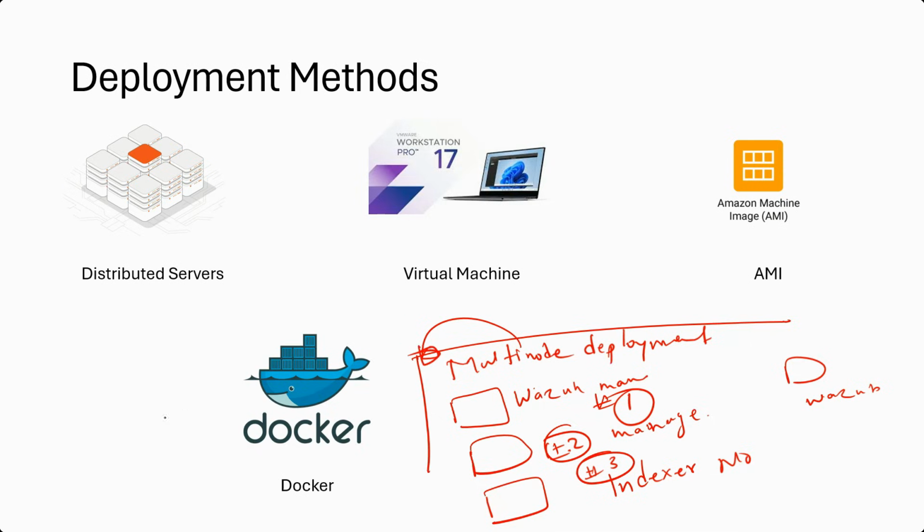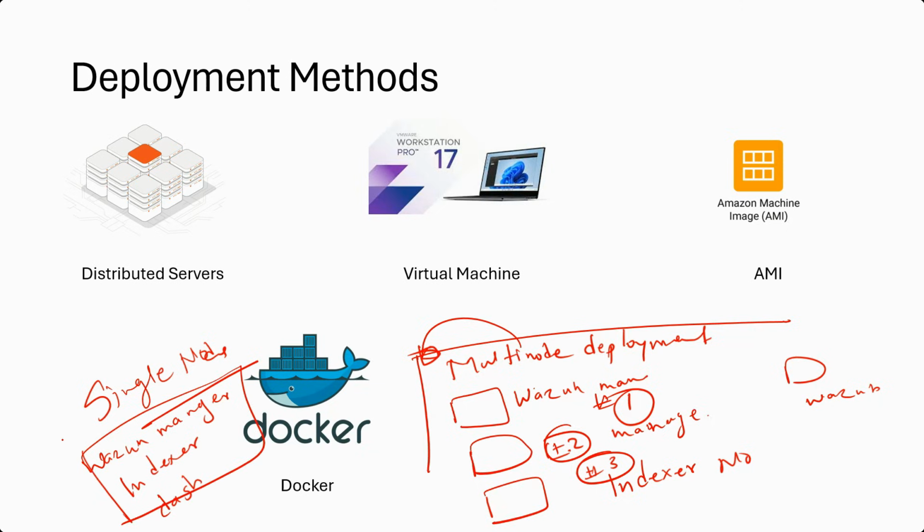Okay. And when we talk about the single node deployment with Docker, in this case, everything from Wazuh manager, and then the indexer and the dashboard all comes in the single node itself. So you don't have to run multiple nodes. So if you are going for a lab environment or a very small testing environment, go for single node deployment. If you are going for a production ready environment, go for multi-node deployment.